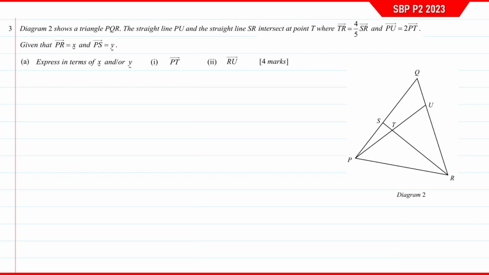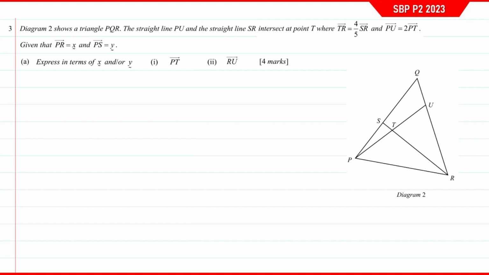Question number 3. Diagram 2 shows a triangle PQR. The straight line PU and the straight line SR intersect at point T where TR equal to 4/5 SR and PU equal to 2PT. Given that PR equal to x and PS equal to y. Express in terms of x and y.